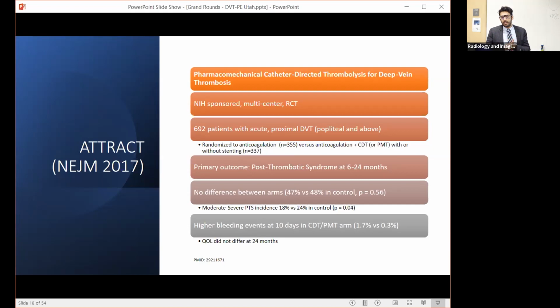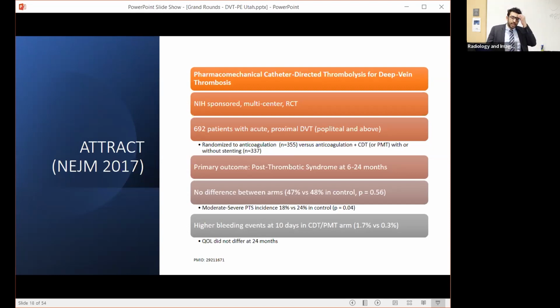And that sparked the ATTRACT trial. They said, okay, well, let's do this in America. Let's do a larger study. Let's do a randomized control trial. Let's look at all DVT. Let's look at DVT from the popliteal up, so not just iliofemoral DVT. And they randomized almost 700 patients to anticoagulation versus CDT with or without stenting.